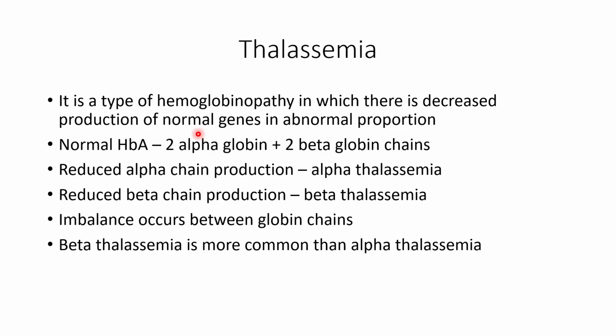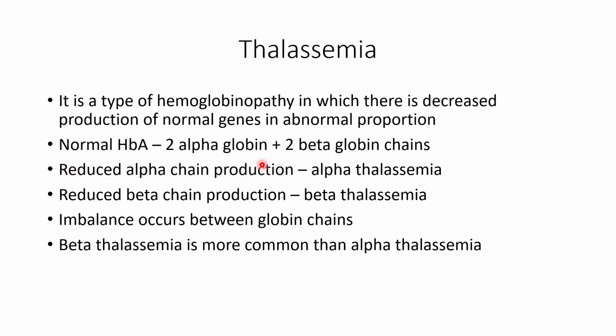Mutation is taking place, but the globin chain production is decreased. Normally, the globin chains produced would be 100%, but instead of 100%, let's say 10% is getting produced. But this 10% which is getting produced is normal, the same as the 100%. Normal hemoglobin A consists of 2 alpha globin chains and 2 beta globin chains.